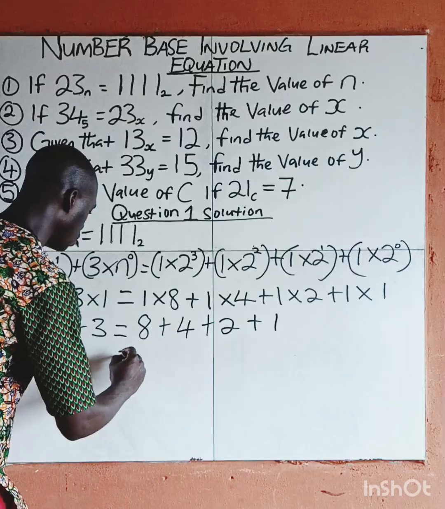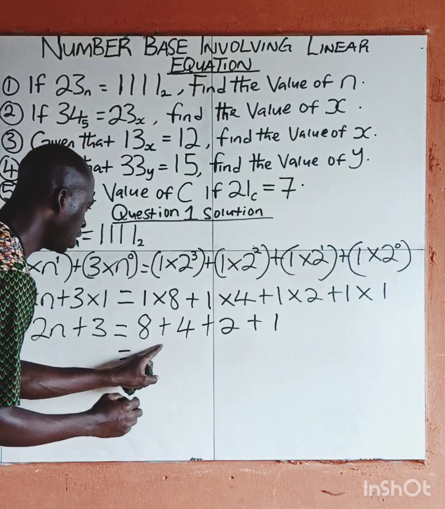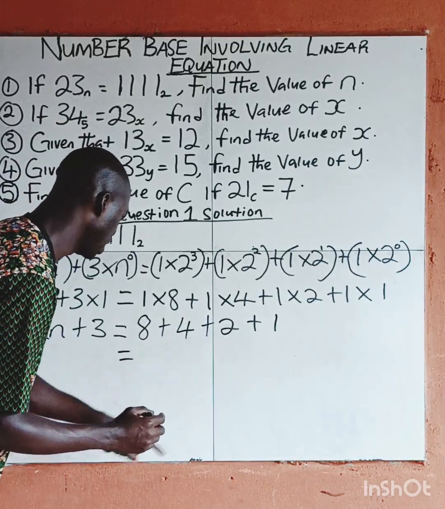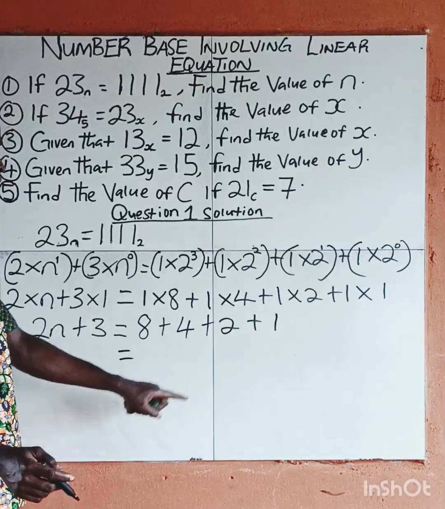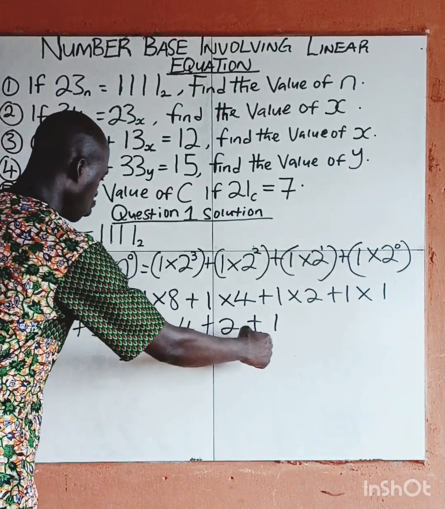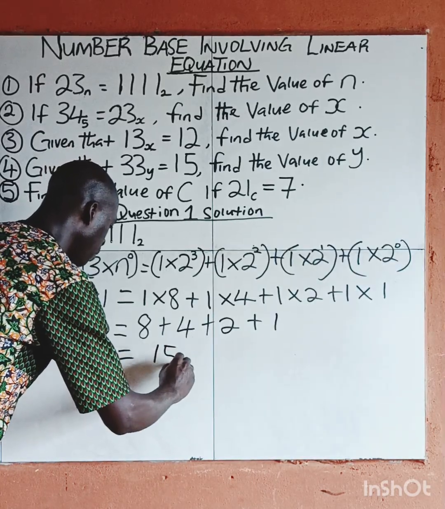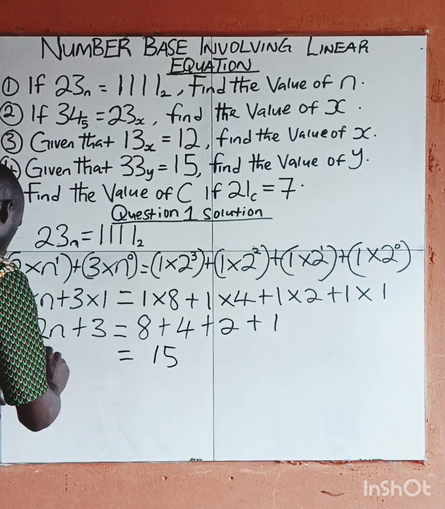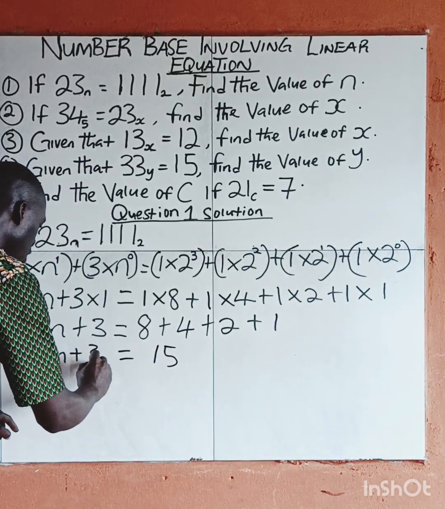At the end of the day, I will simplify further. Here becomes 8 plus 4 plus 2 plus 1. 8 plus 4 will give me 12. 12 plus 2 is going to give me 14. 14 plus 1 will give me 15. Here becomes 15. And this place becomes 2n plus 3.